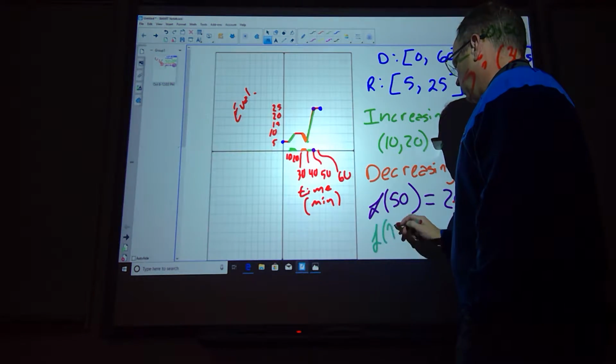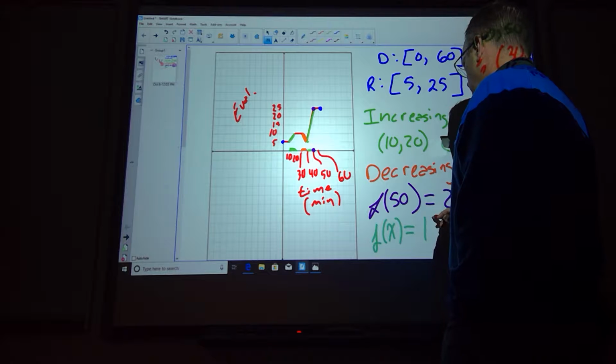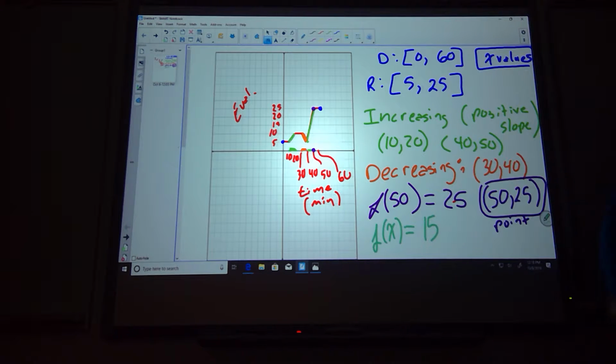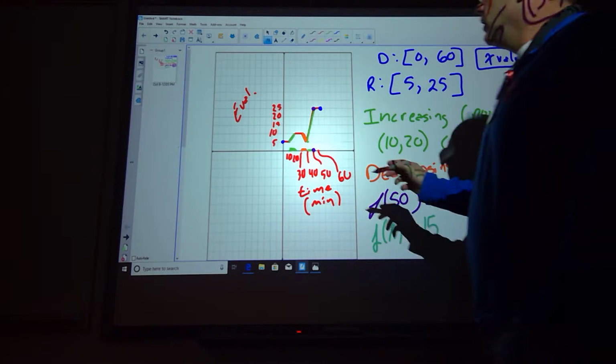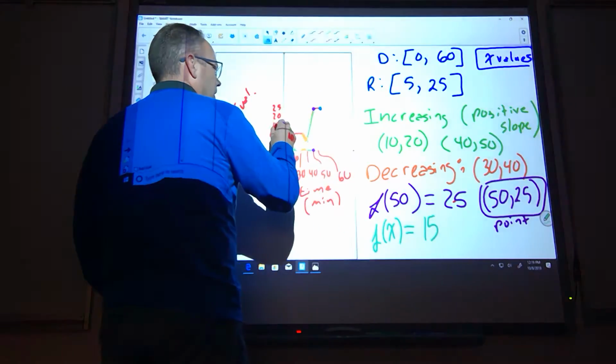F at x is equal to what? 15. Okay. So the x on that problem is an input. An input goes with x or y? X. Okay. So what is the 15 on this one? Input or output? Output. It's outside the parentheses, agreed? It's an output. Goes with x or y? Y. Goes with y. Okay, so I'm going to go on my graph to 15, right here.